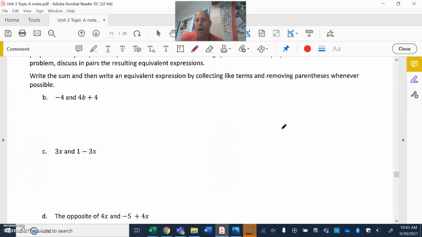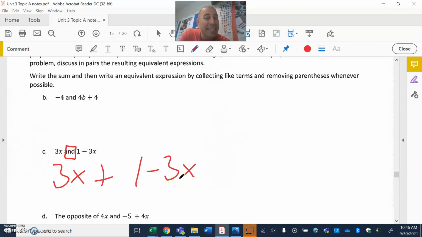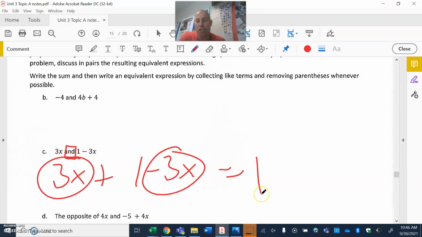Here we go. Same directions, writing it as the sum. There's our word "and." We're going to jump to letter C here. There's where my addition sign is. So it's really this. I don't need parentheses because it's an addition sign. That's where we want to start getting you comfortable. I'm noticing that there are opposites, so my answer is just a 1.